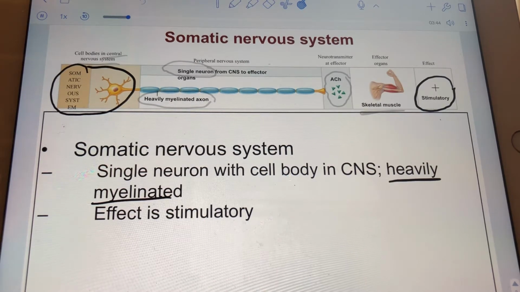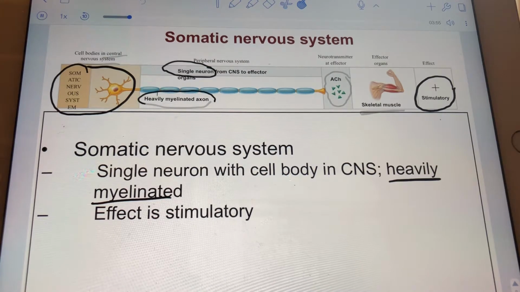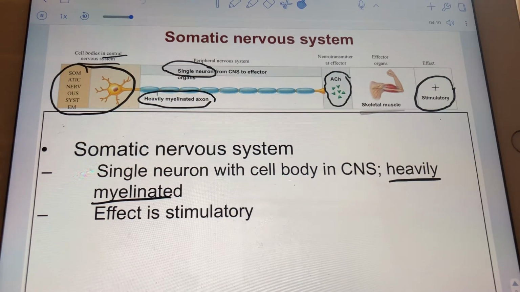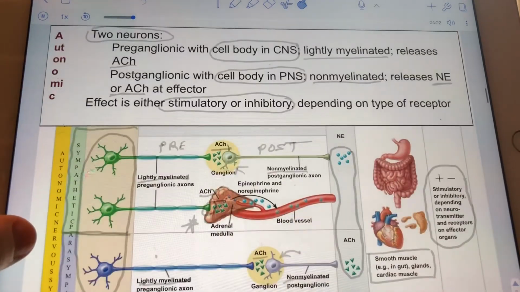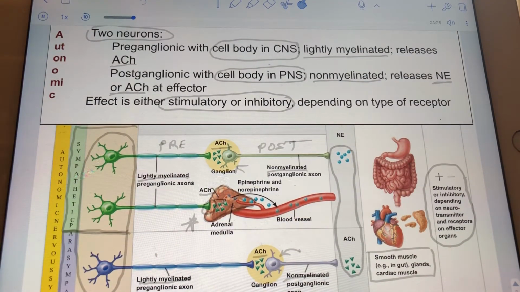And this little row here is showing us in an almost tabular form that there's a single neuron in this pathway. It's heavily myelinated. Its body is in the central nervous system. We'll refine that later if I remember correctly. The neurotransmitter that's released at the effector, in other words, onto skeletal muscle, the target, is acetylcholine, stimulatory on skeletal muscle.